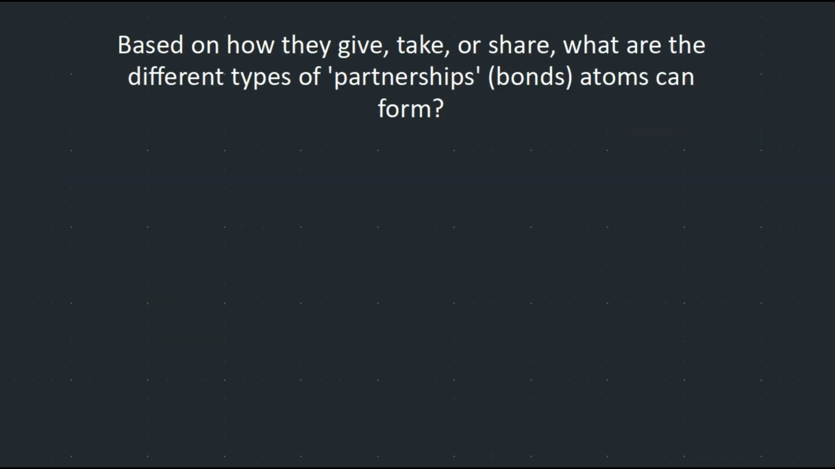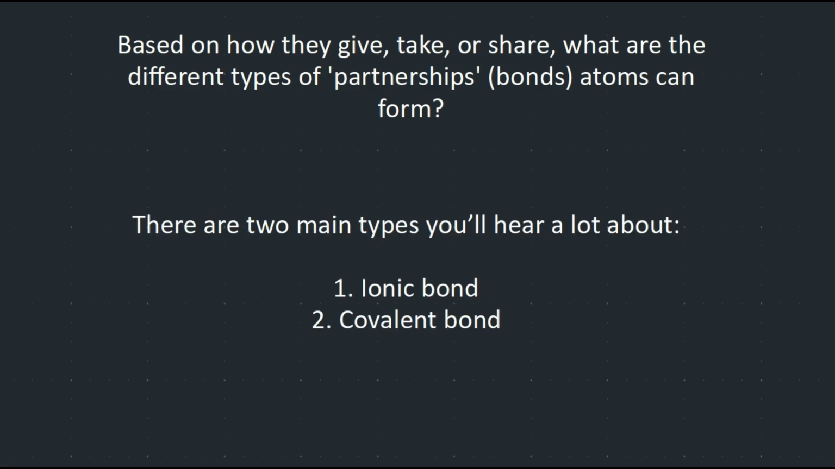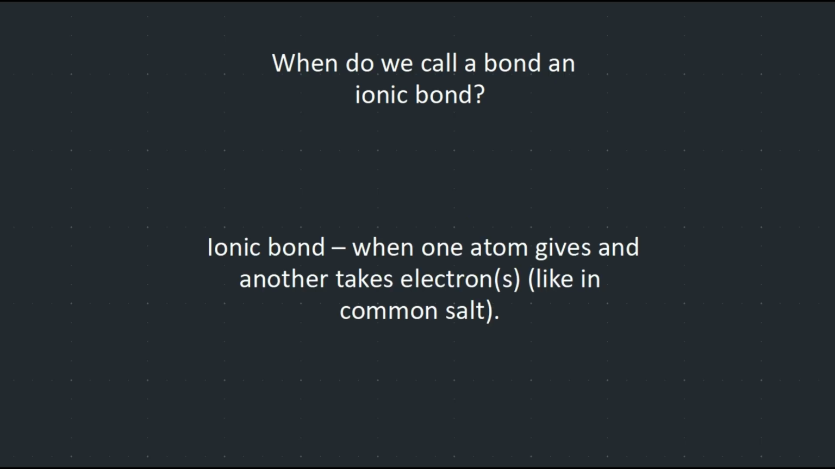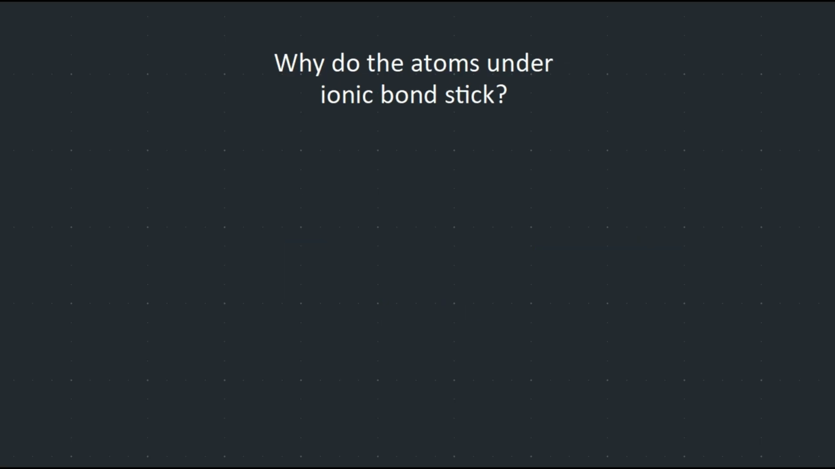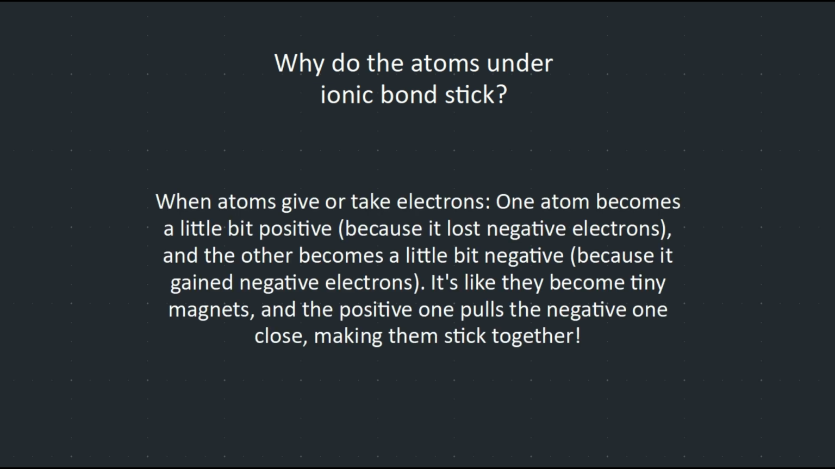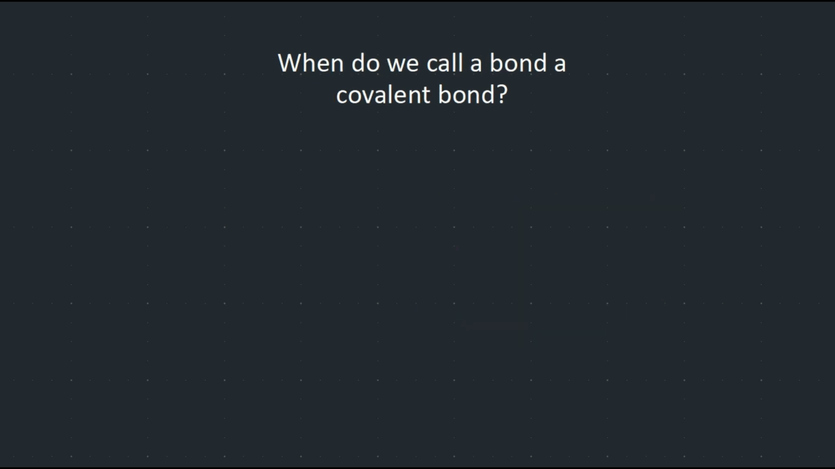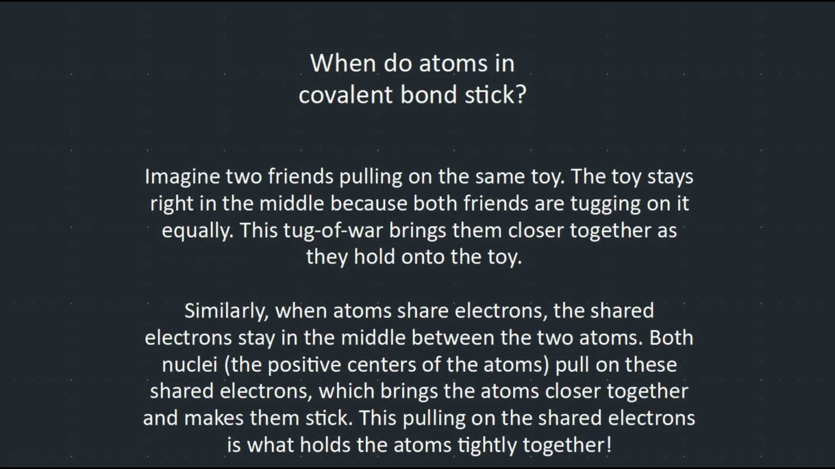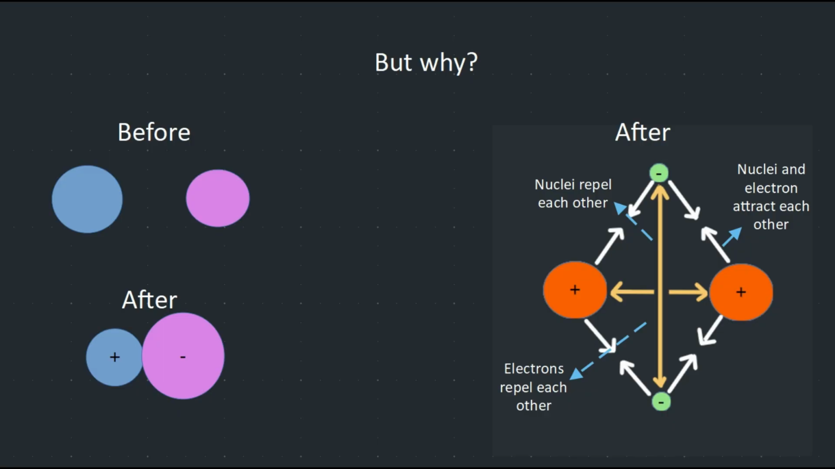Okay guys, so let me brief through. Based on the giving, sharing and all of that, we have bonds to be ionic bond, if not covalent bond. Ionic bond has to do with when the atoms give and take. They stick because of giving and taking, positive and negative, they attract each other. We have covalent bond when the atoms share electrons, and when they share electrons, this happens, and so they are attracted and they stick together.